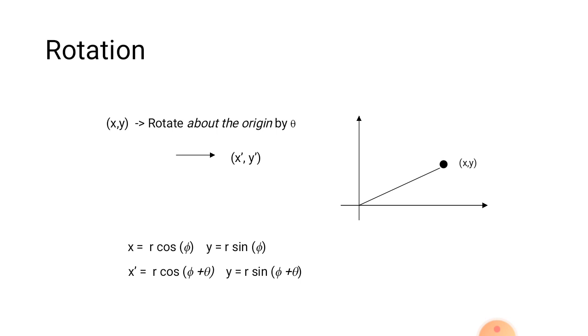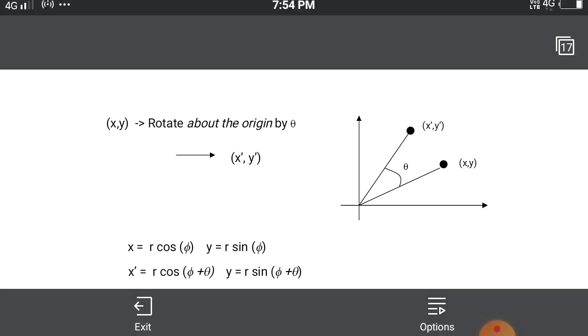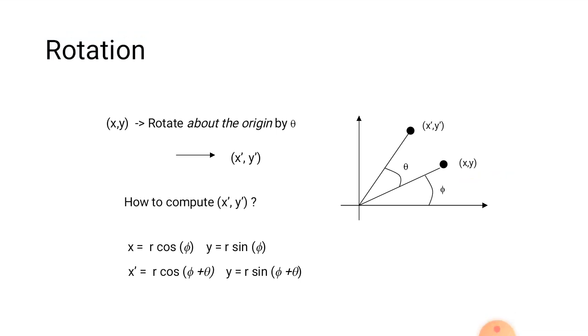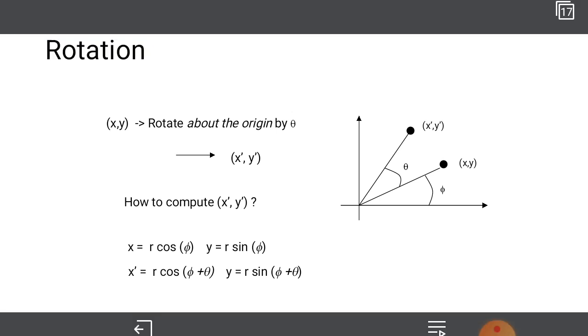That is, x is equal to r cos phi, y is equal to r sin phi, x' is equal to r cos(phi plus theta), and y' is equal to r sin(phi plus theta). Here we compute the rotation about the origin by theta to get x', y', which we term rotation in the anti-clockwise or clockwise direction.